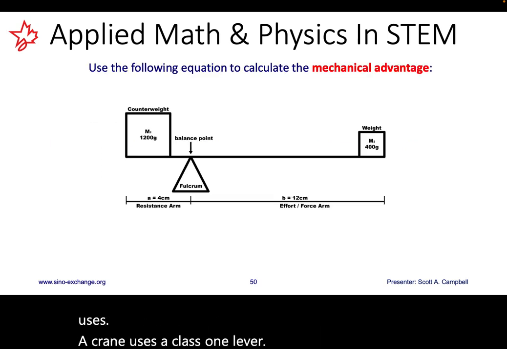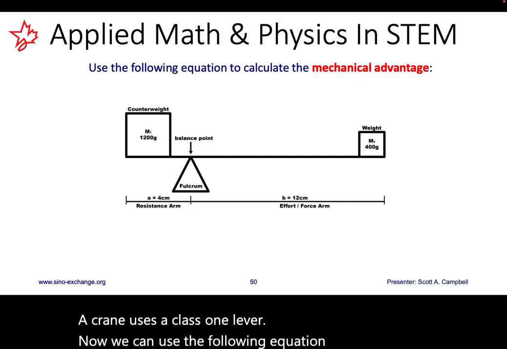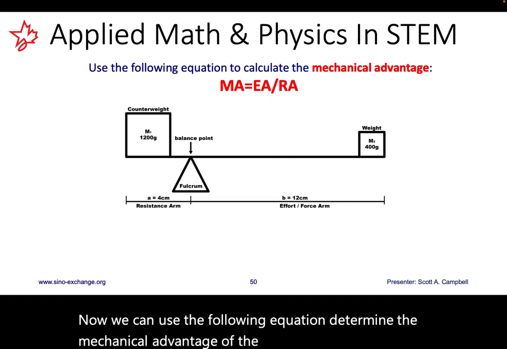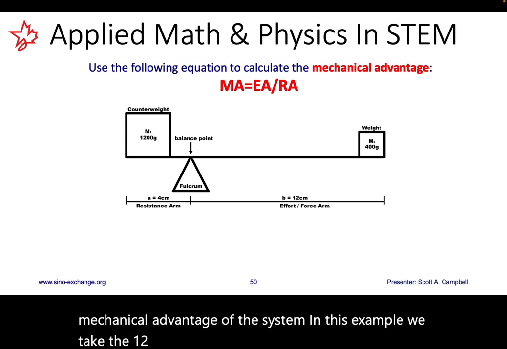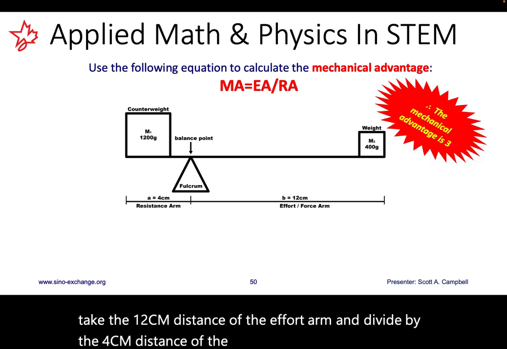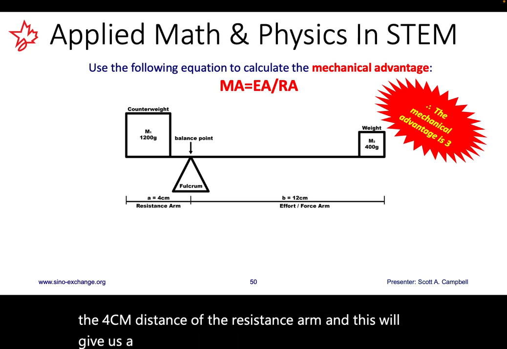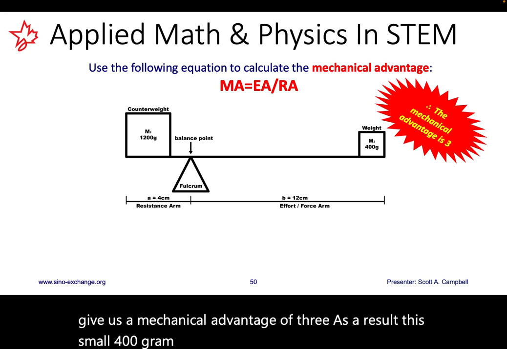Now we can use the following equation to determine the mechanical advantage of the system. In this example, we take the 12 centimeter distance of the effort arm and divide that by the 4 centimeter distance of the resistance arm. And this will give us a mechanical advantage of 3. As a result, the small 400-gram weight is able to counterbalance a weight 3 times its size.